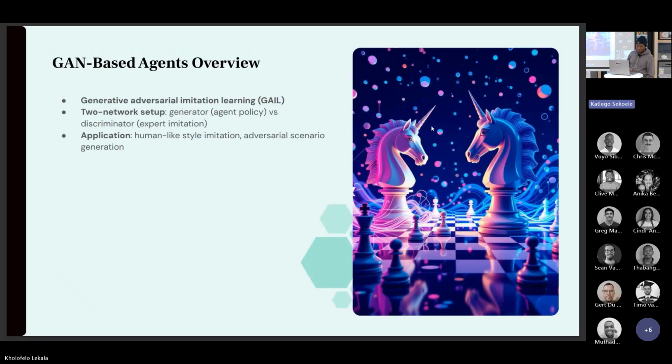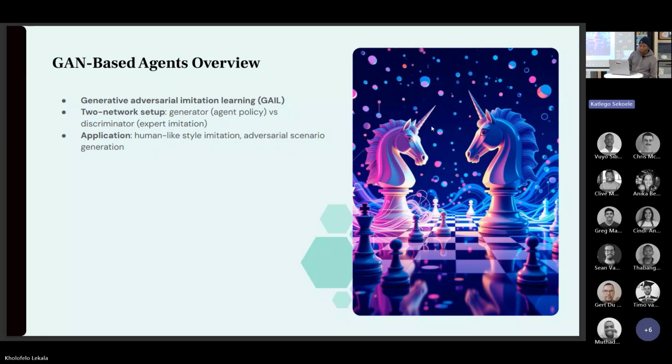The last overview would be GANs, which are generative adversarial networks. These agents are created using two neural networks. The first one is the generator, and the second one is the discriminator. This method is also used in image creation, where the generator generates a picture and the discriminator tries to tell whether the picture was created by an agent or is a legitimate picture.